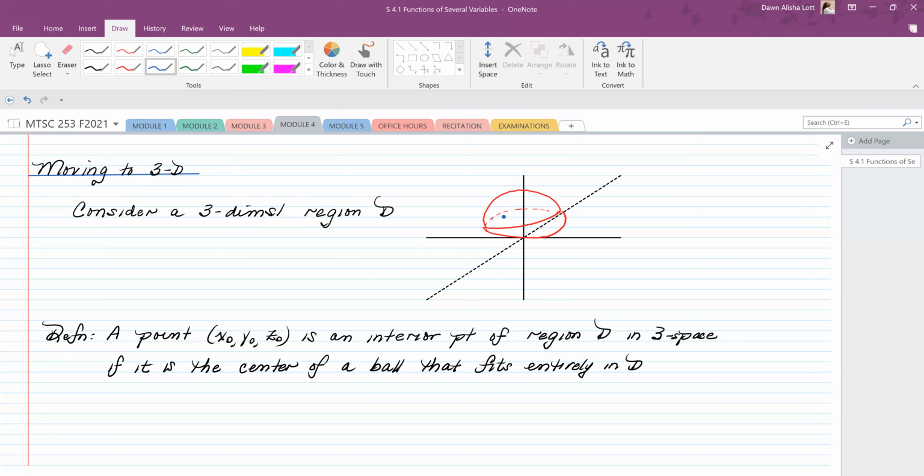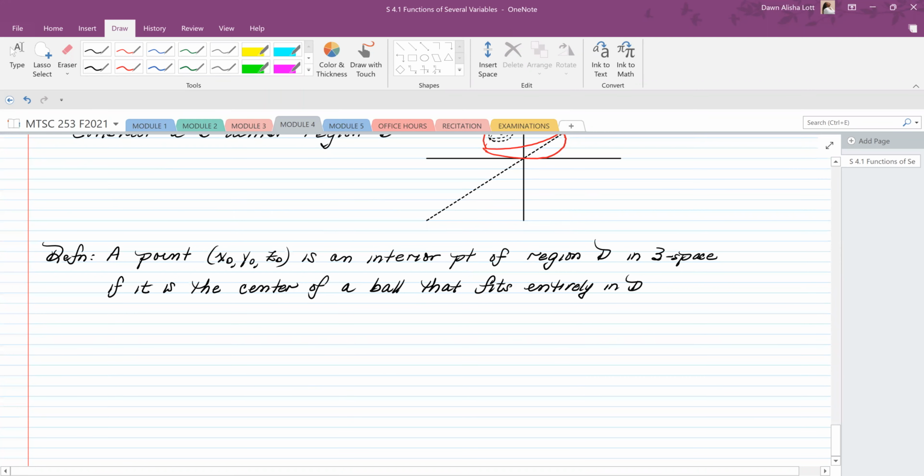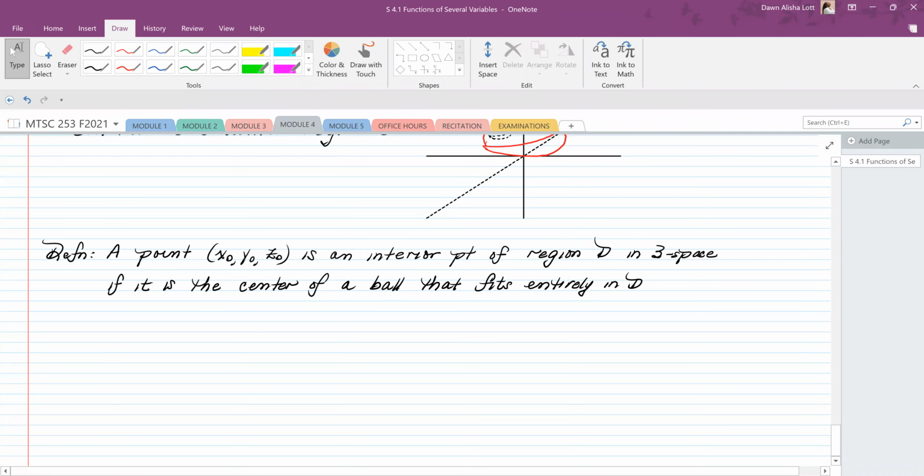And then I can draw a ball. Oh, that ball's supposed to be open. Shucks. Okay, so if I can draw a ball around it and that whole ball stays in the region, then that's an interior point. Okay, definition.